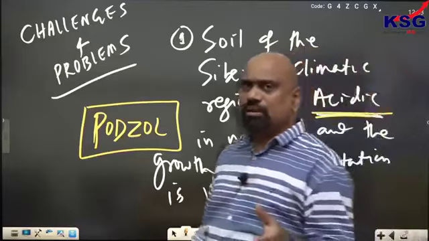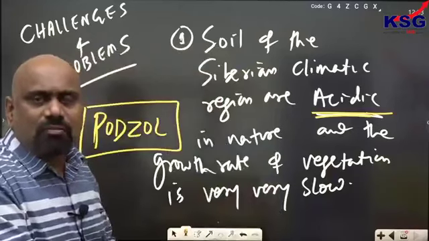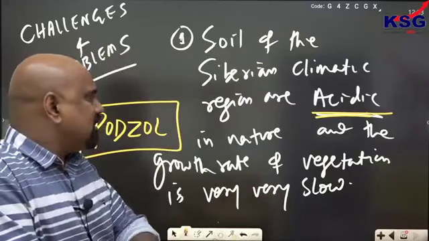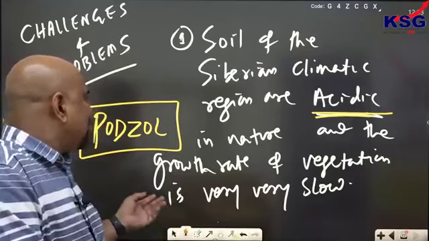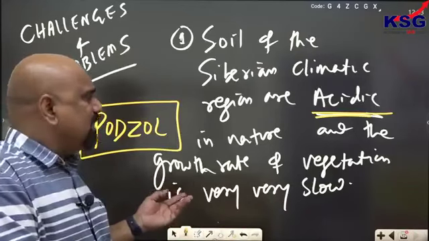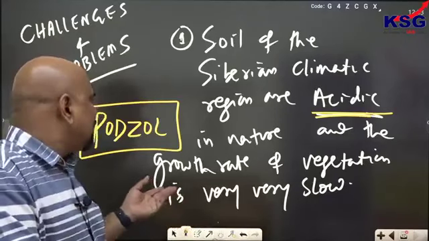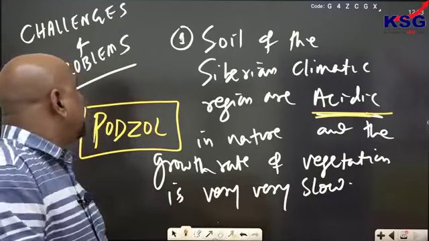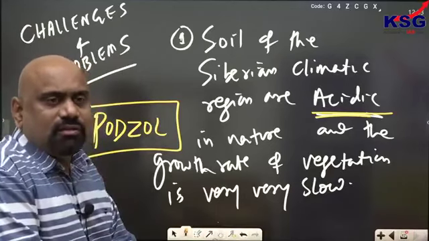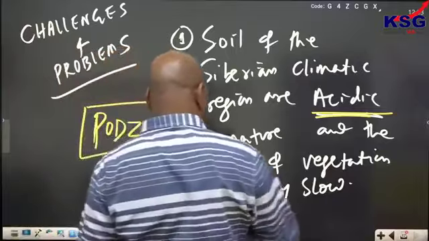Decomposition does not happen properly. The soil is black in color. It will be black soil, but it will be acidic. There is more humic acid, and that's why proper weathering is not there. They didn't weather, they didn't get completely decomposed. For that you have acidic soil. You will find this in the Siberian regions or taiga forest. That is the first. And the growth rate of vegetation is very slow.